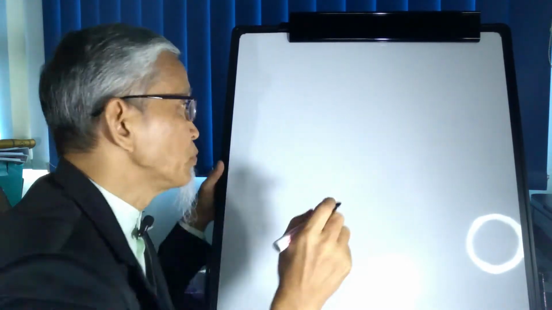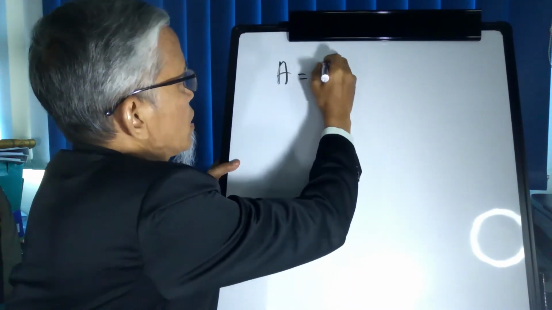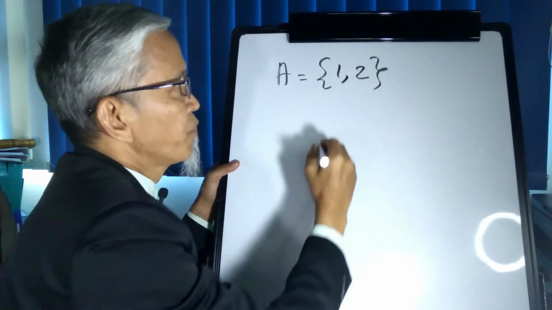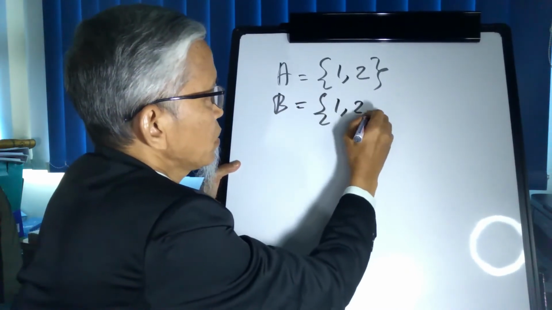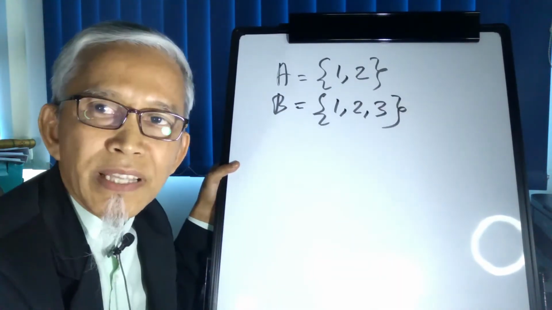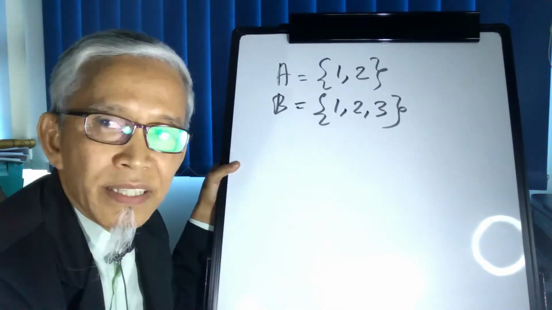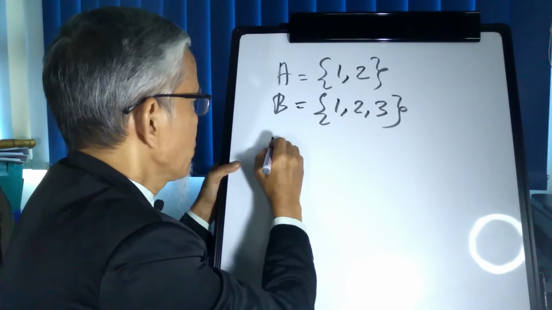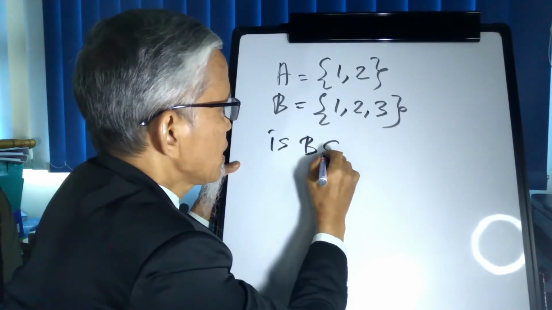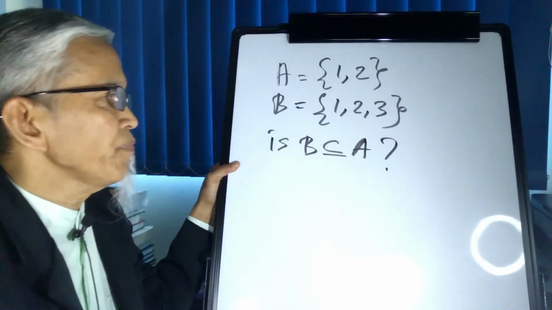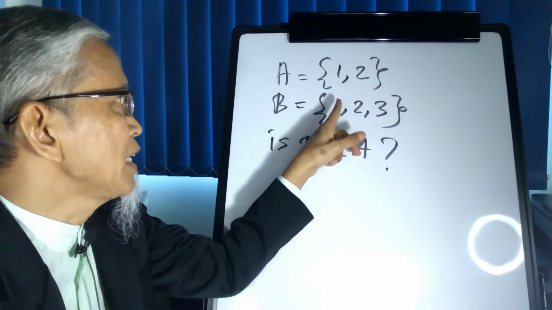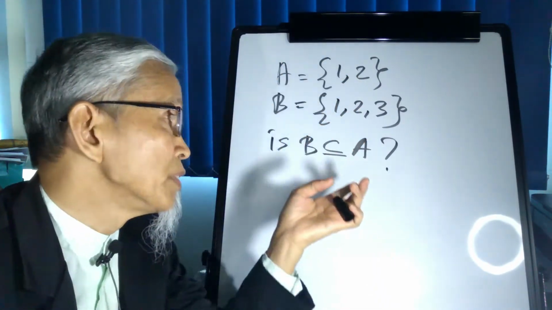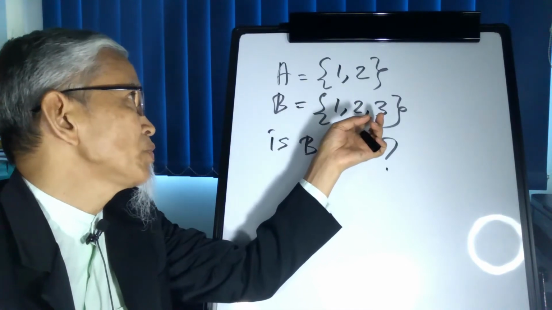By using the same sets, that is A equal to 1, 2, and set B equal to 1, 2, 3. Now this time we want to check whether B is a subset of A or not. So question is, is B a subset of A? So what we have to do is we want to check every element in B whether it is also in A. Okay, the other way around.